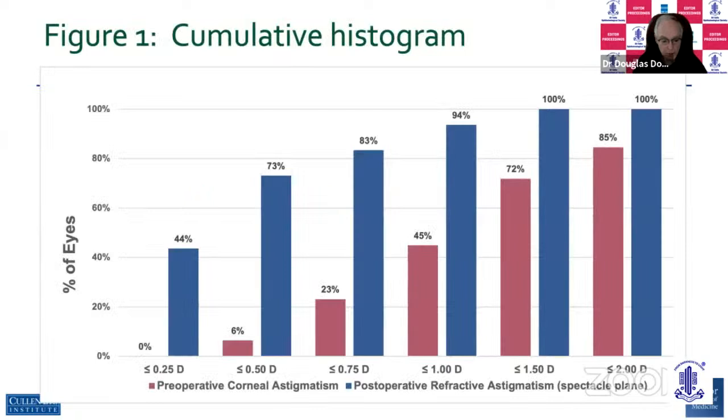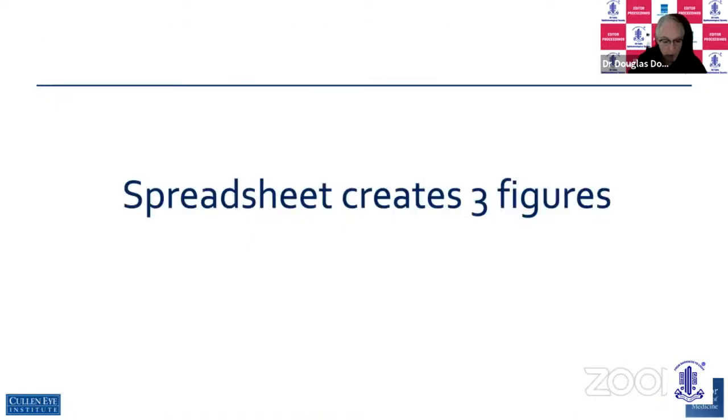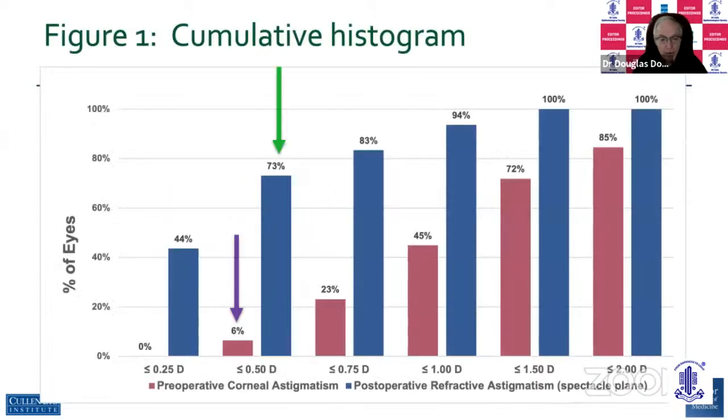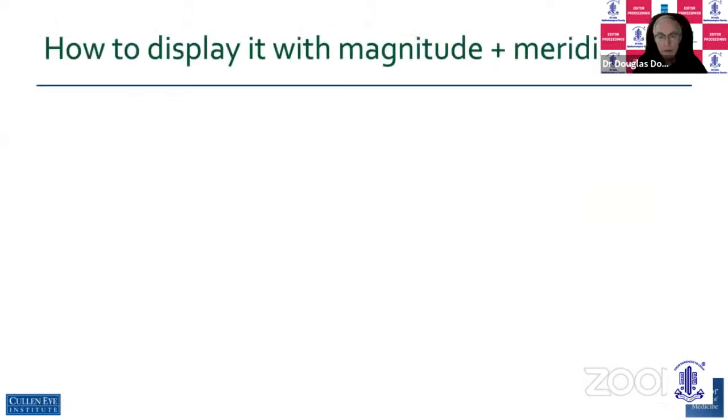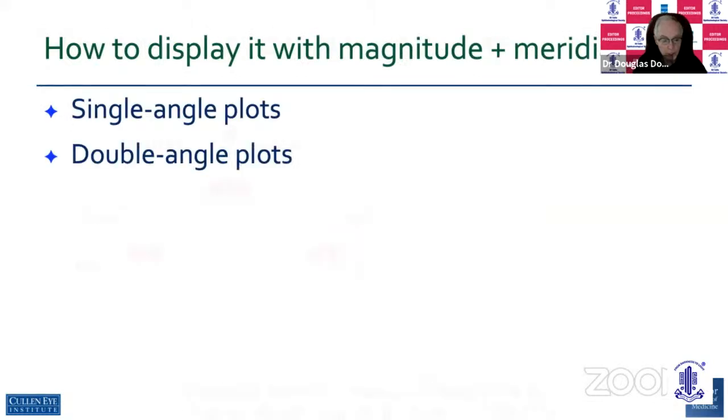There's a cumulative histogram, percentage of eyes within a certain amount of dioptric error, which is, of course, the bottom line for what we want with our corrections. And then we have, how do you display it with both magnitude and meridian? You can do it with single angle plots or double angle plots.